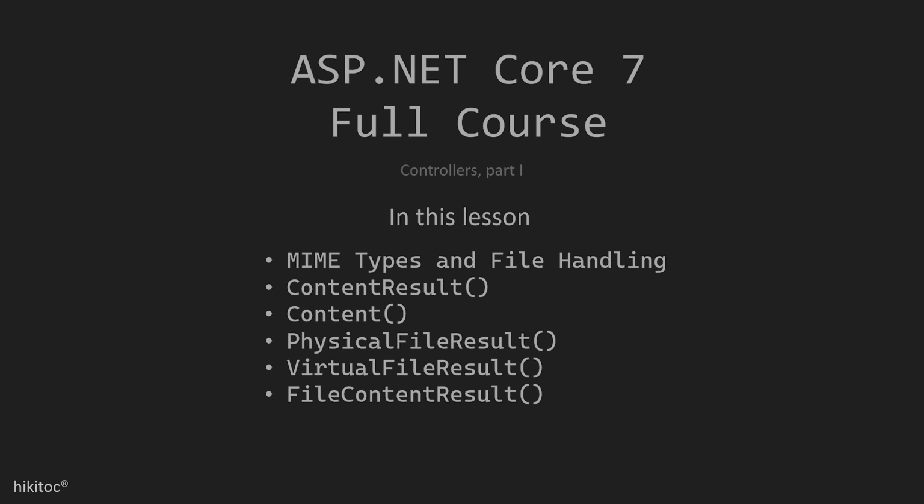Thank you for joining. In this lesson, we will continue practicing controllers. We will explore the available options for implementing the content response MIME types such as text, HTML, JSON, and binary in .NET Core 7, and discuss methods like ContentResult, Content, PhysicalFileResult, VirtualFileResult, and FileContentResult.